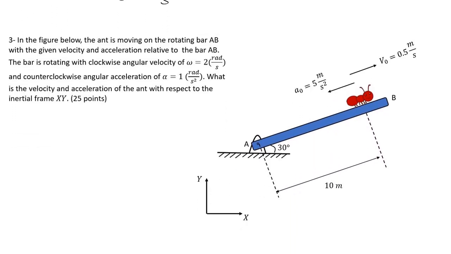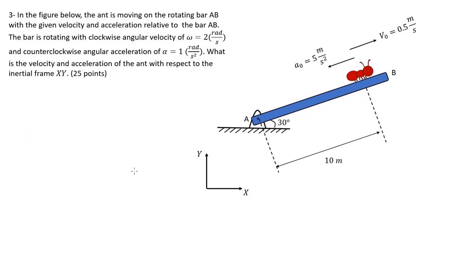Let's go to question 3. In question 3, we have, in the figure below, the ant is moving on the rotating bar AB with the given velocity and acceleration relative to the bar AB. So we have an ant moving on the bar AB. It is moving with the velocity of 0.5 meter per second in this direction, and also the acceleration of 5 meter per second squared in this direction. We have the dimension of AB and also the angle that it makes with the horizontal direction. So the bar is rotating with the clockwise angular velocity of 2 radian per second.